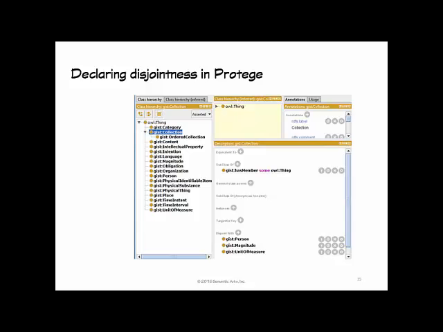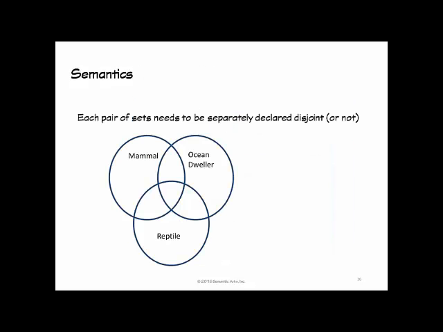You might think that it would be an easy thing to say these are all disjoint with each other, but we'll get into both why that's not as easy as it sounds and why that's maybe not the answer you want. Because pairwise, every pair of sets, we need to evaluate differently.